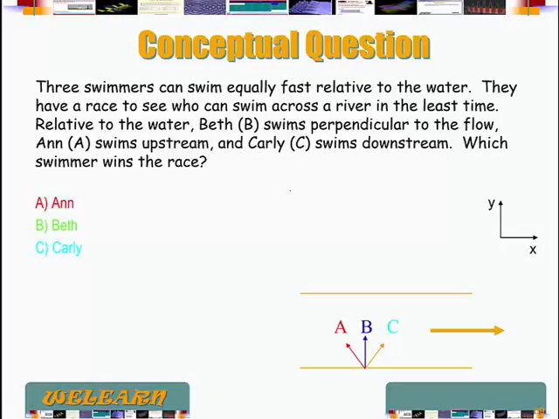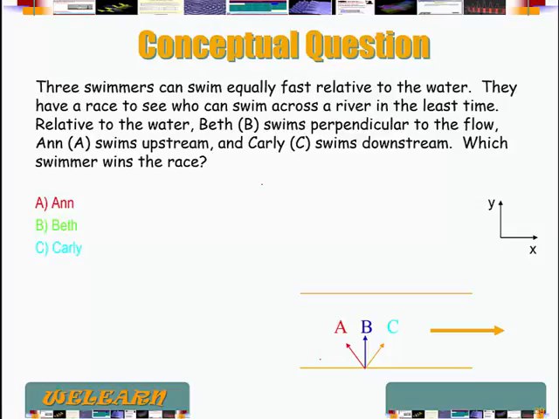Okay, we have here three swimmers that can swim fast relative to water. And what we are told, they have a race to see who can swim across a river in the least time. Relative to the water, Beth swims perpendicular to the flow. Anne swims upstream and Carly swims downstream. Which will win the race?